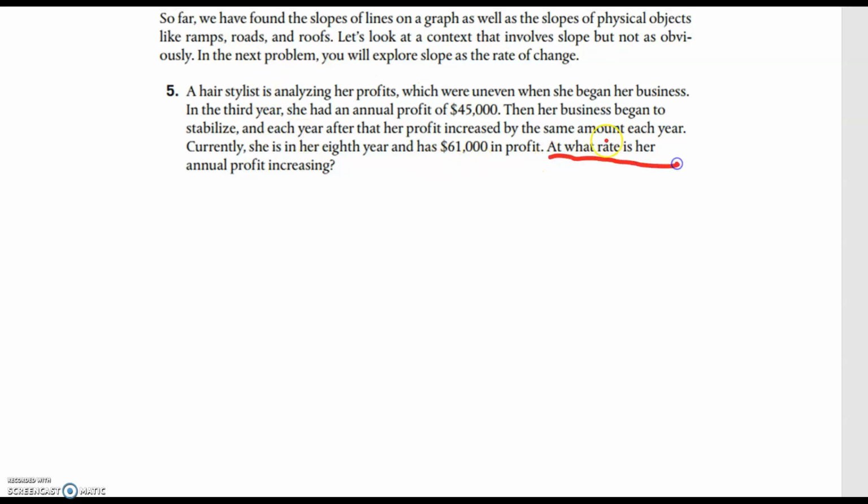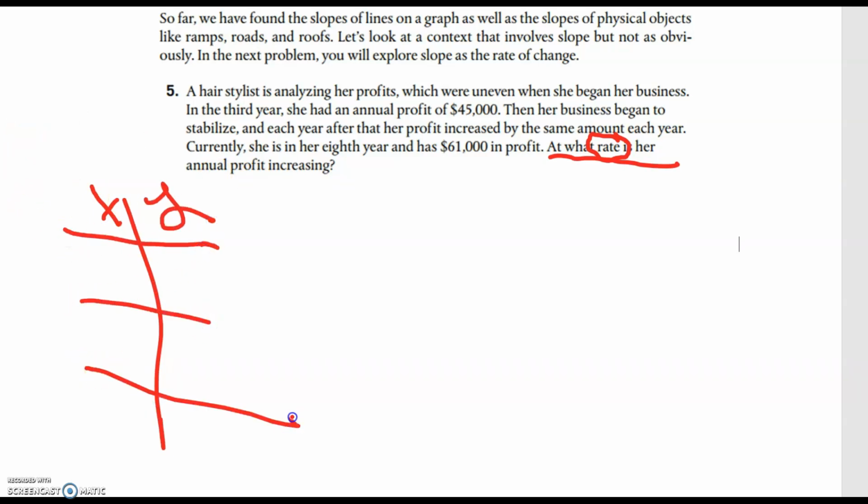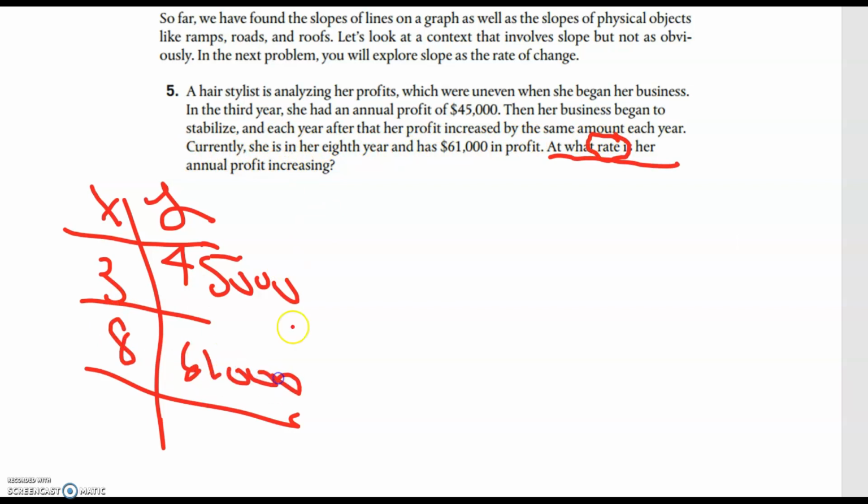It's at what rate? Okay, they're asking for a rate. So really they're just asking for slope, because slope is a fancy word for rate. So I'm going to make an input-output chart because it helps me analyze linear data better. So on the third year, she had a profit of what? 45,000? And it stabilized at that same amount. Her 8th year was 61,000. So again, you could write these as ordered pairs, like 3, 45,000, and then 8 with 61,000.